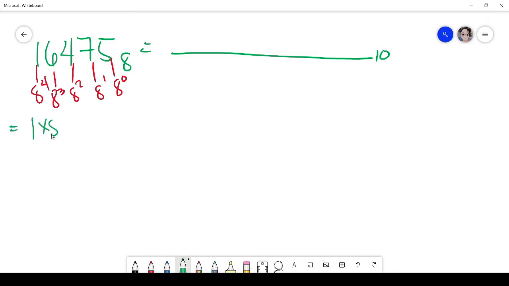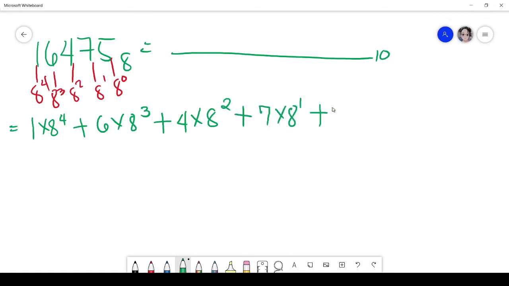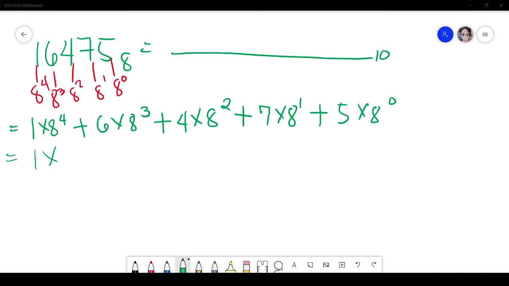So 1 times a to the power of 4 plus 6 times a to the power of 3 plus 4 times a to the power of 2 plus 7 times a to the power of 1 plus 5 times a to the power of 0. So there are 5 digits all in all. Okay, let's substitute. 1 times 8 times 8 times 8 times 8. So you're going to multiply 8 four times. So 8 times 8 times 8 times 8.